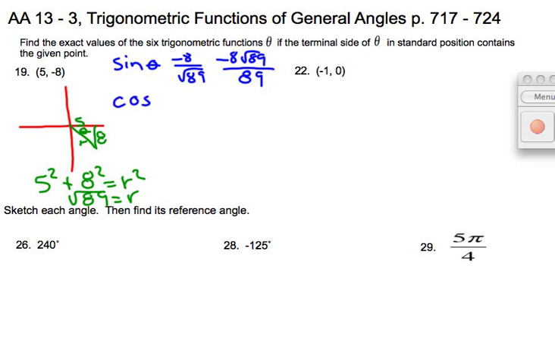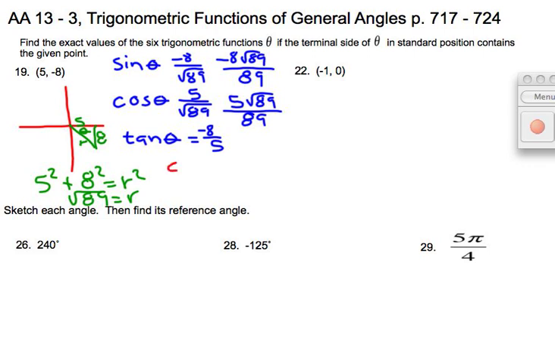Cosine of theta is going to use the side adjacent over the hypotenuse, which is the square root of 89. Again, the square root of 89 can't be the denominator, so I'm going to simplify. I get 5 square root of 89 over 89. X is positive in the 4th quadrant, so I leave it as a positive answer. Tangent of theta is your side opposite over your side adjacent, because my y value is negative, my tangent is negative. Then I move on and find the other 3 trig functions.